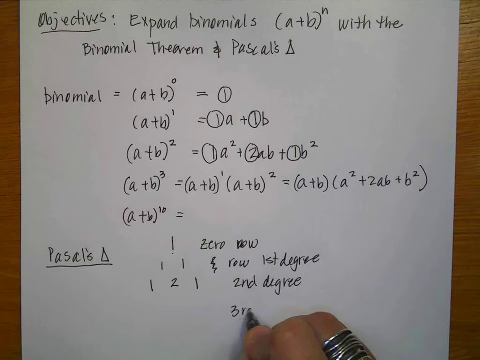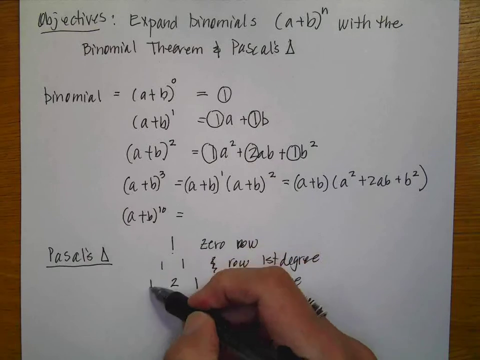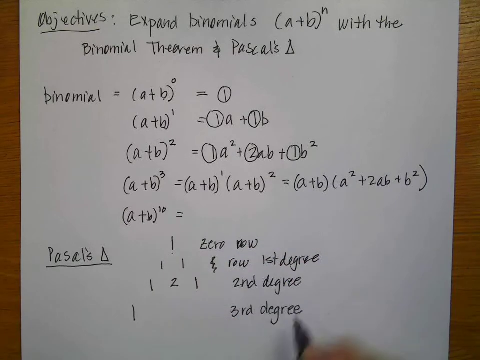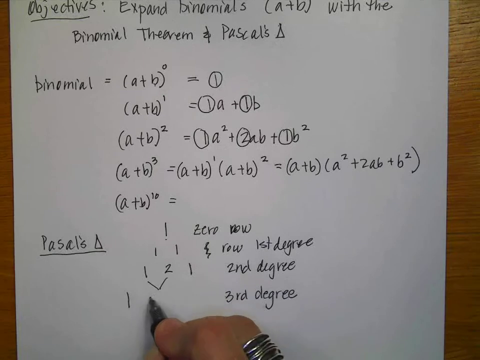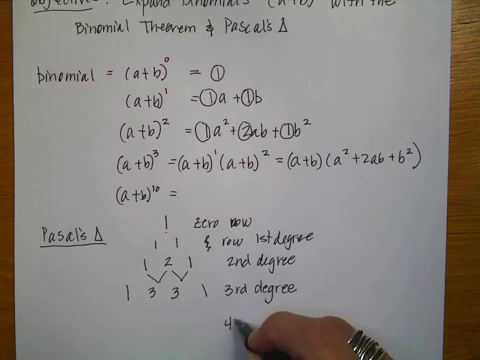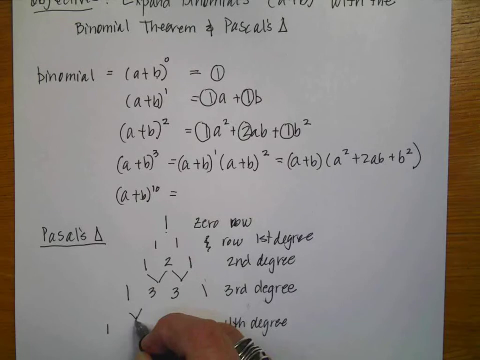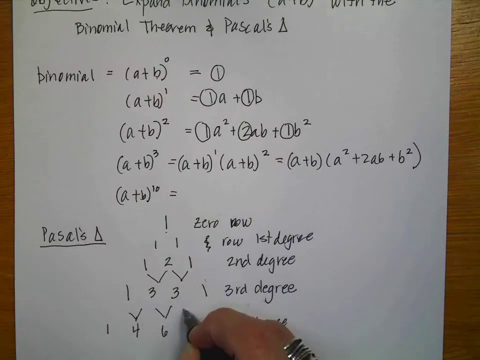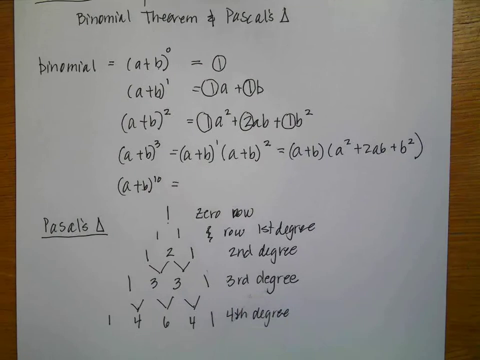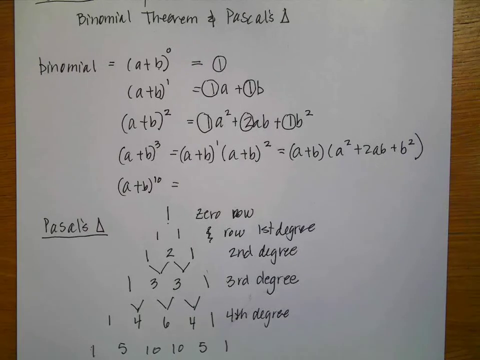Well, when I get to the third degree, I actually didn't do that math, but I can generate it by doing this. The outside edge is always going to have a 1, okay? So there's my 1. I'm going to add these two together to get a 3. I'm going to add those two together to get a 3. Here's that outside edge, and I have a 1. So that's my third degree. So then on my fourth degree, I'm going to bring down the 1 on that outside edge. I'm going to add those two together, 4, 6, 4, and then here's my 1 on the outside edge. And then if I did the next row, it would be 1, 5, 10, 10, 5, and 1.